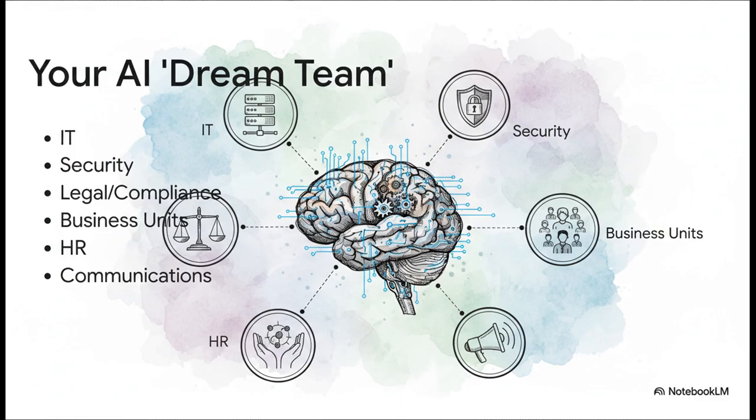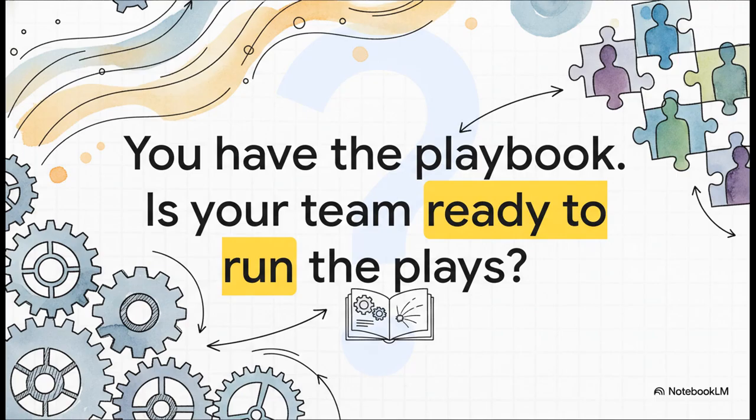And this is absolutely critical. I can't stress this enough. This is not just an IT project. A successful AI adoption requires a real partnership across the entire business. Of course, you need IT for the infrastructure and security for the risk assessment, but you also need legal for compliance, the business units to actually identify the use cases, HR to manage training and cultural change, and communications to keep everyone in the loop. It's a team sport.